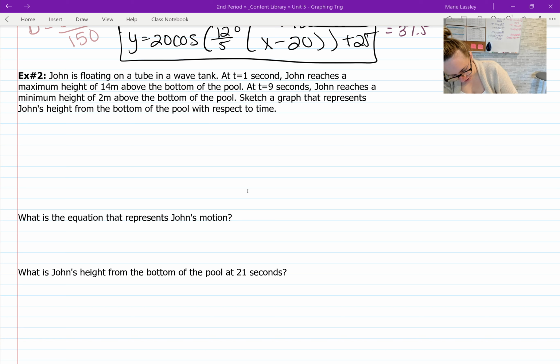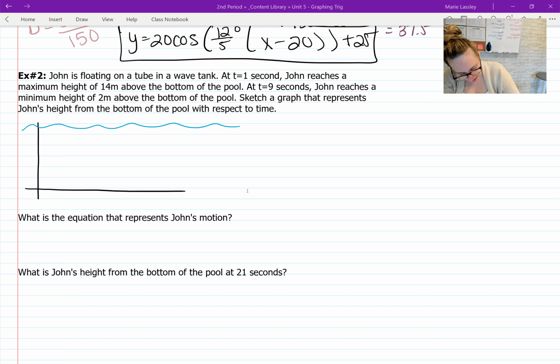All right, so we're going to go ahead and just sketch this out. Okay, so this is a wave tank. So here's the water right at the top. All right, so it says he reaches a, well, that's probably not the right place where the water should go. The water should be like he's riding on the water. He's not underneath the water. I'm not going to try and draw the water. All right, so we have a maximum height of 14 meters, all right, above the bottom of the pool.